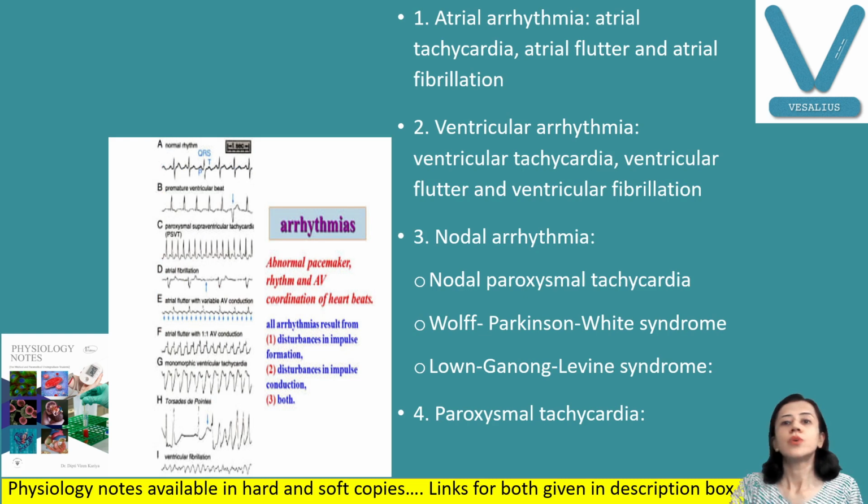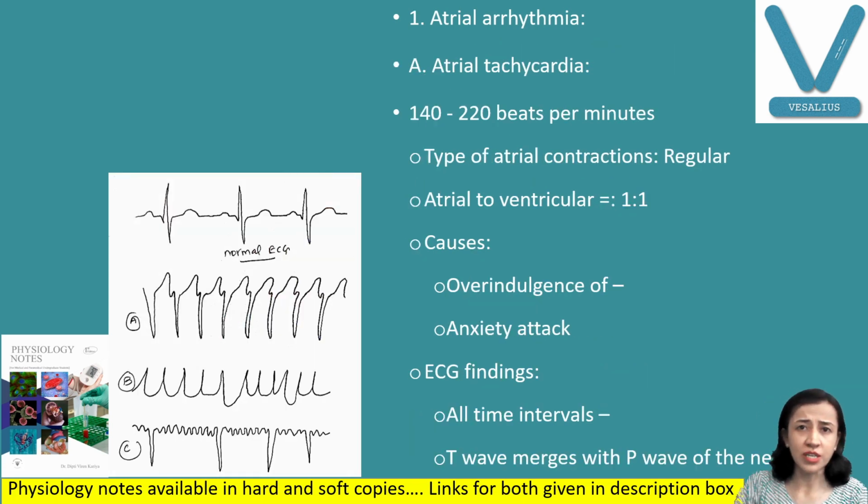Now we will discuss various arrhythmias: atrial arrhythmia, ventricular arrhythmia, and nodal arrhythmia. Atrial arrhythmias are further divided into atrial tachycardia, atrial flutter, and atrial fibrillation. Ventricular arrhythmias are ventricular tachycardia, flutter and fibrillation. Nodal arrhythmias include nodal paroxysmal tachycardia, Wolff-Parkinson-White syndrome, and Lown-Ganong-Levine syndrome. And the fourth one is paroxysmal tachycardia, that is paroxysmal atrial and ventricular tachycardia. We will discuss the important ones.